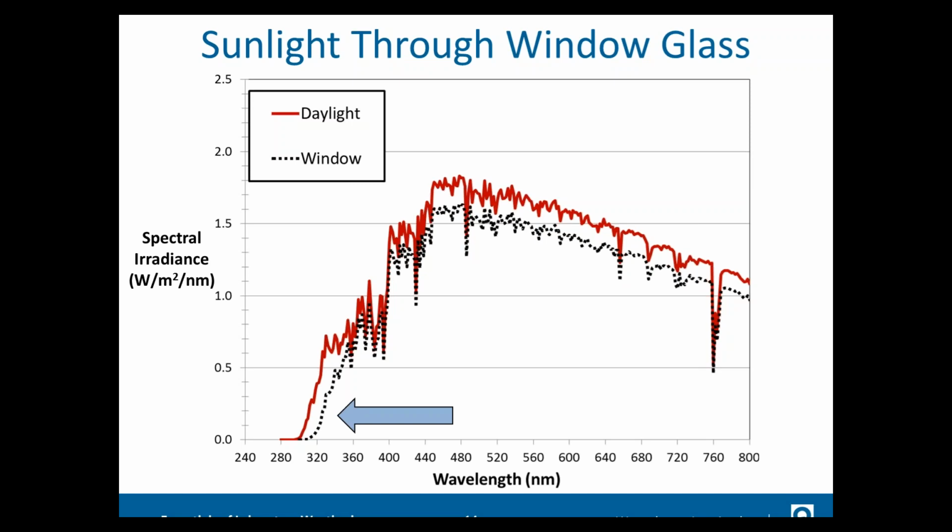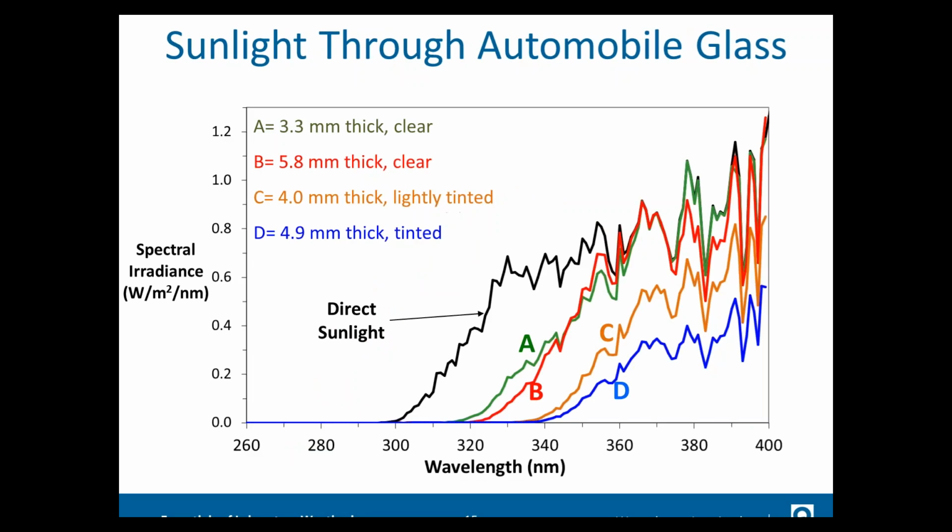This is also just for a standard 3 millimeter thick clear glass. There are changes to that spectrum based on the thickness of the glass and what kind of tinting or laminates are on the glass. So as you can see, the actual spectrum that materials experience inside a car or in a storefront is going to be really dependent on the thickness of the glass and any kind of tinting.